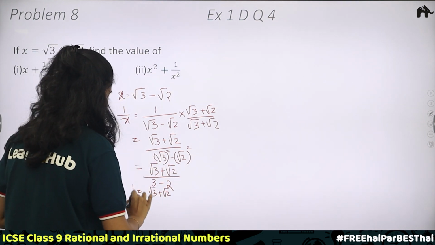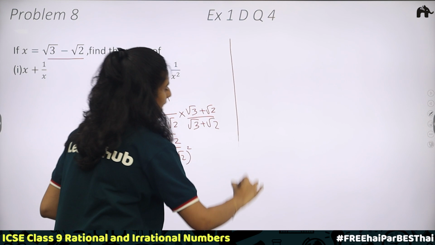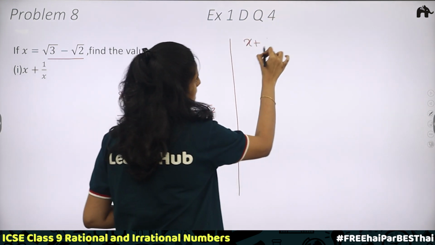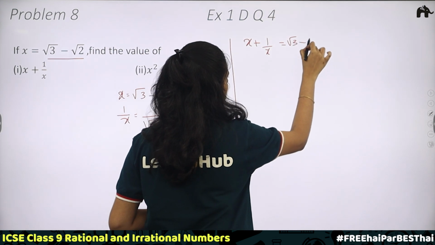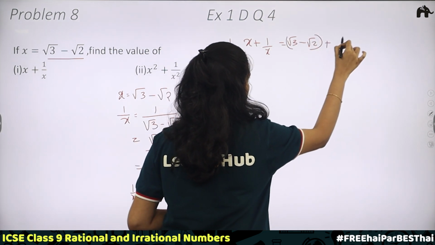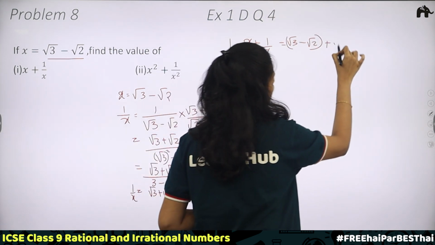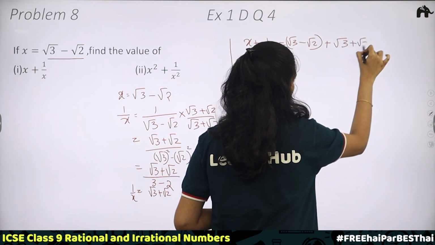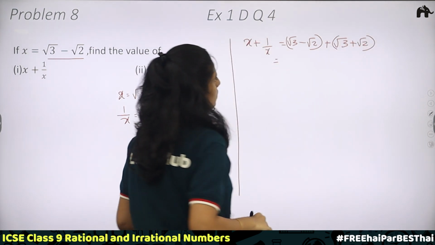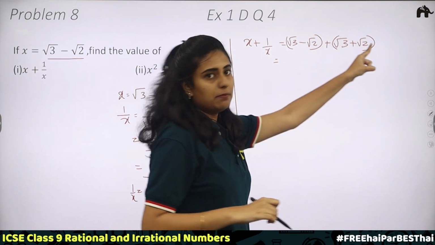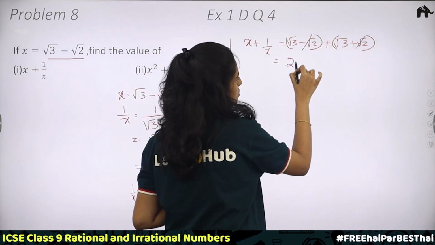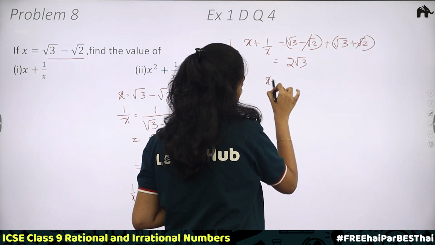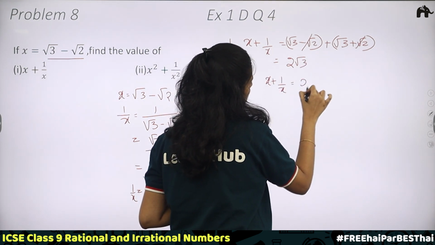So, we got 1 by x. Then what is x plus 1 by x? X plus 1 by x is equal to root 3 minus root 2 plus 1 by x is root 3 plus root 2, which is equal to minus root 2 and plus root 2 can be cancelled. We have root 3 plus root 3, which is 2 root 3. Therefore, x plus 1 by x is equal to 2 root 3.